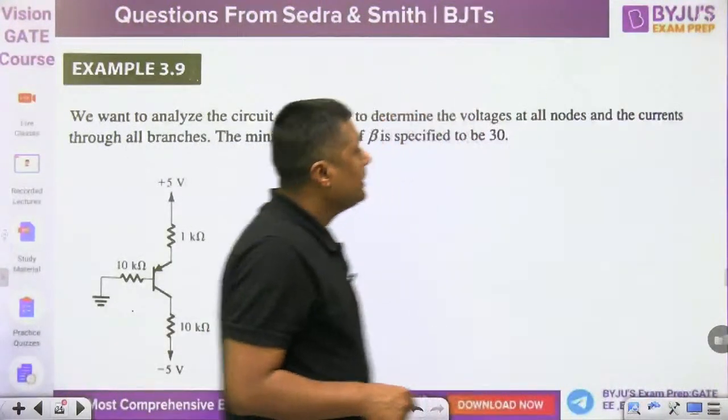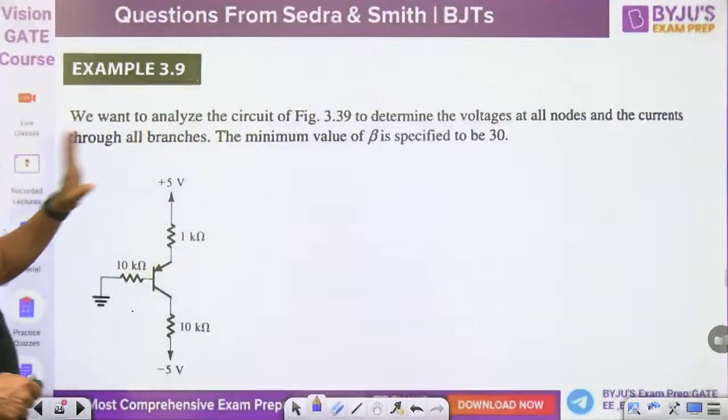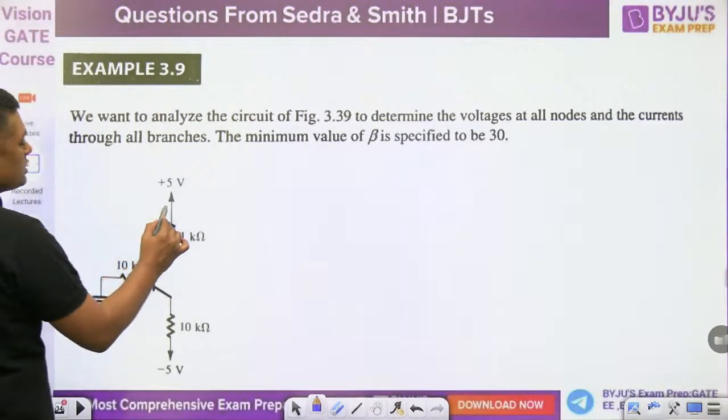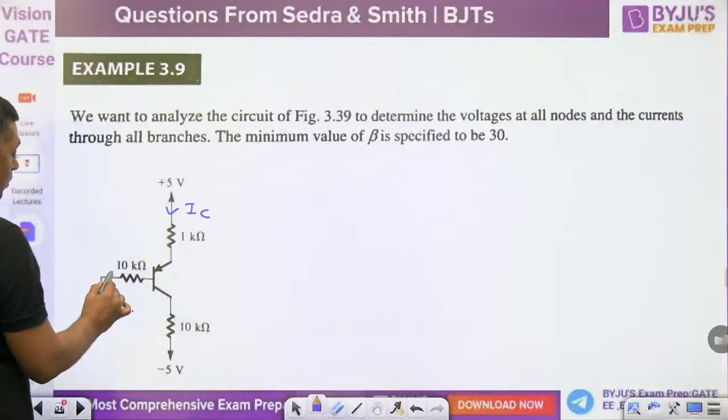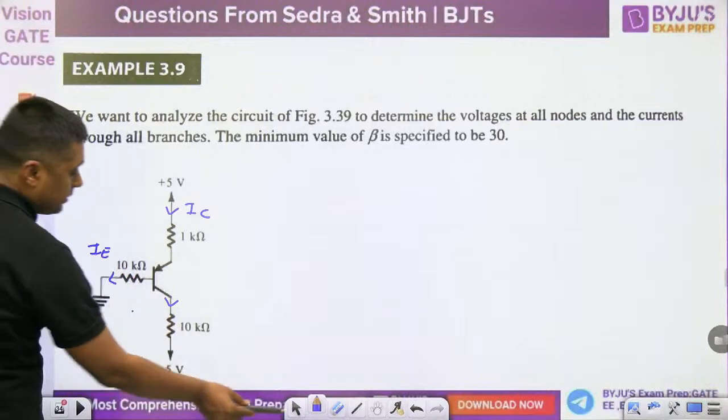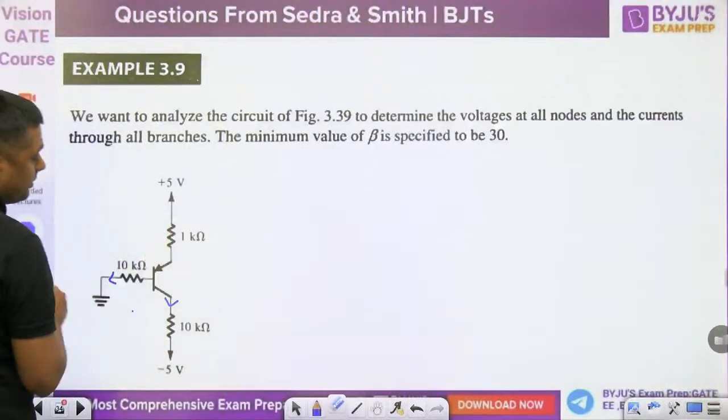Then we want to analyze the circuit of figure 3.39, to determine the voltage at all the nodes and the currents through all the branches. You have to find the voltage at all the nodes and all the branches. All branches means, for example, the collector current. Always remember, the base current is outside and the emitter current is inside.